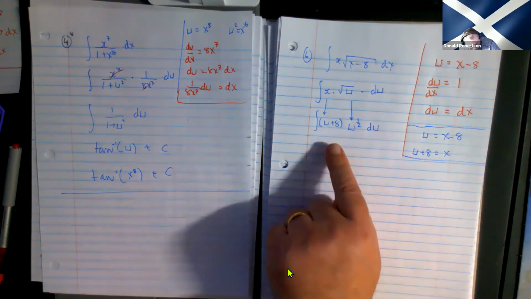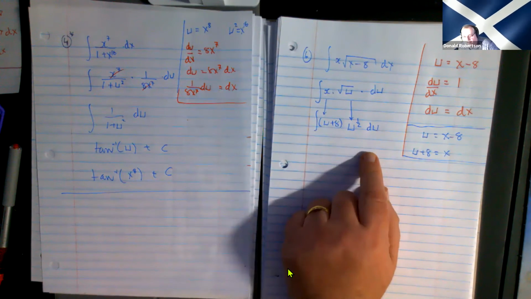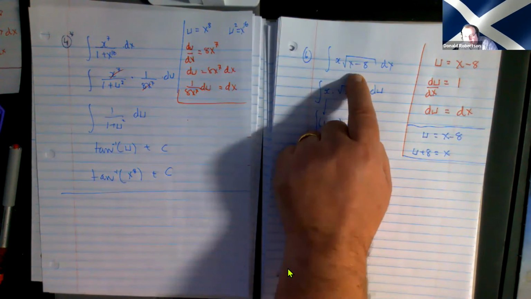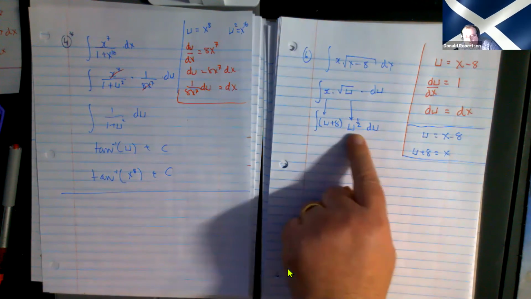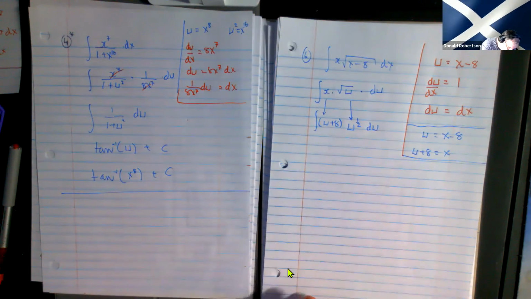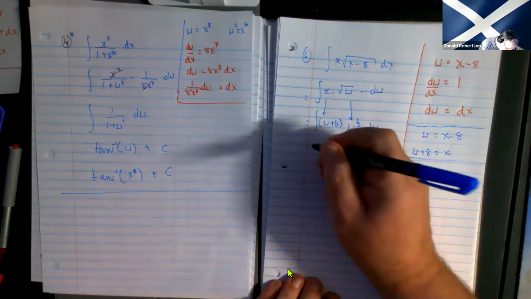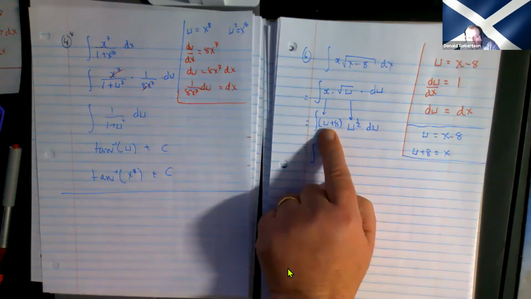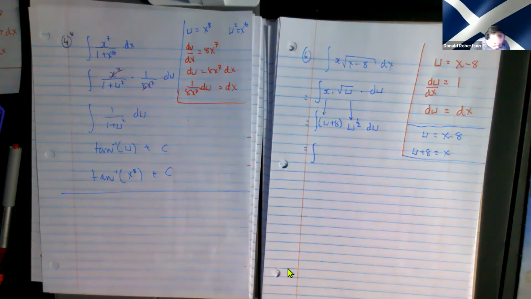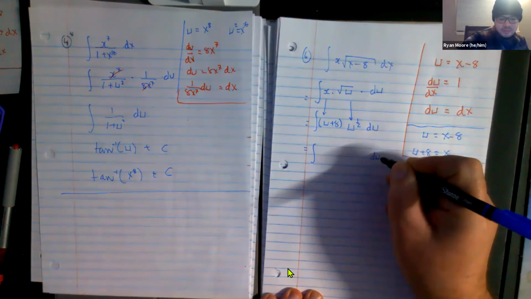Now, everything is in u's. And you might think, God, that's just as ugly as everything in x's. What have you done? You've just made my life different but ugly, and I can't do it. That's not true. You can do this. What should I do next? Distribute the u.